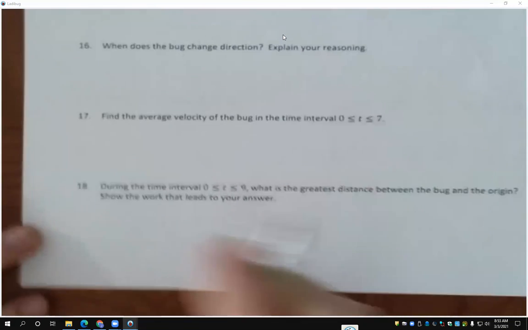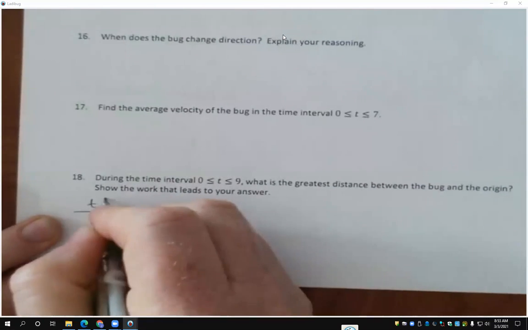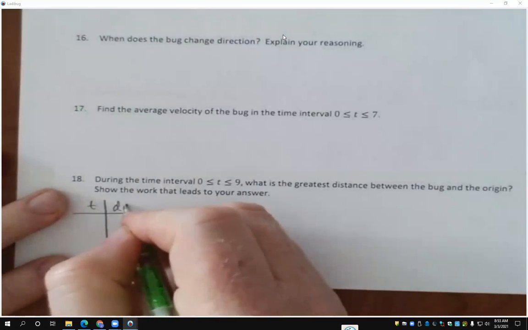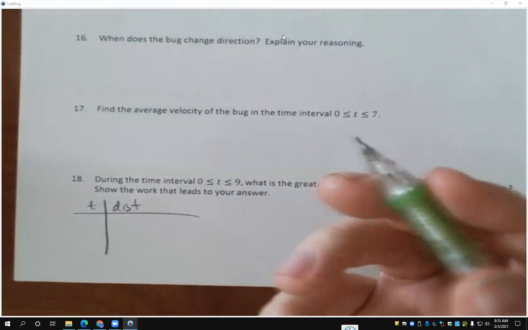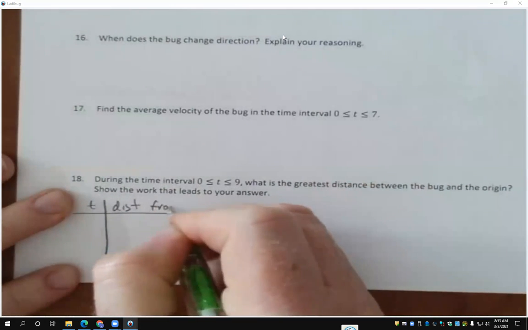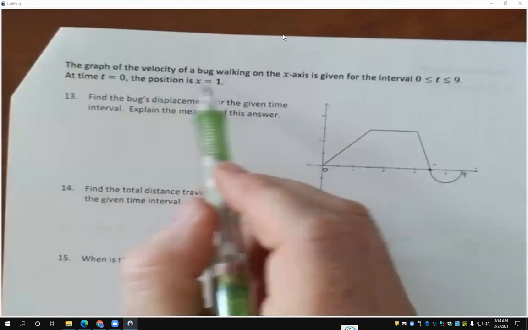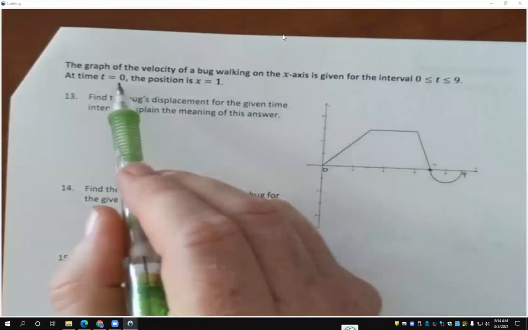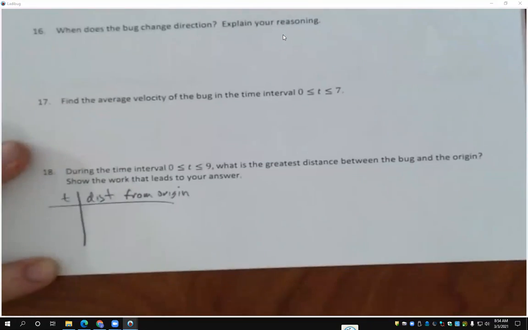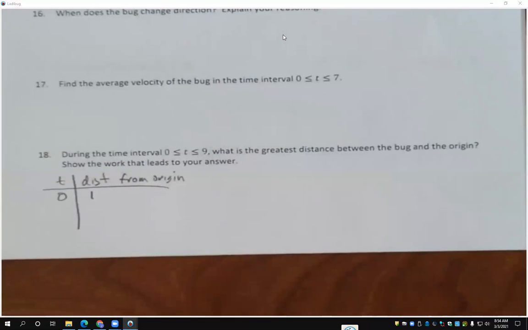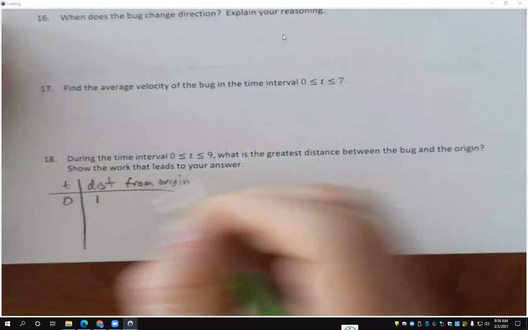So in my table, I have t, and I'm just going to say distance from the origin because I don't have the name of the position function. But what you have to keep in mind is we started at 1. The position at time 0 is 1. So at time 0, I'm 1 unit away from the origin.